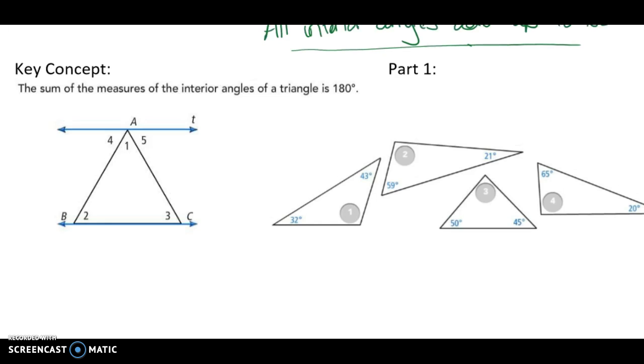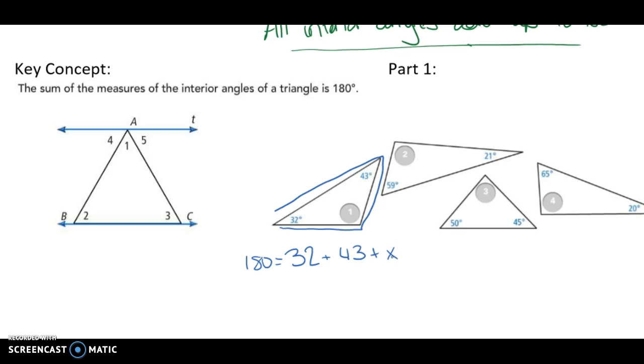So for instance, this triangle here that we are going to look at, this first one, we have 180 degrees as our total. That is going to include the 32 plus the 43. I'm sorry, that's 32. 32 plus 43 plus whatever this angle is. I'm just going to call it x.